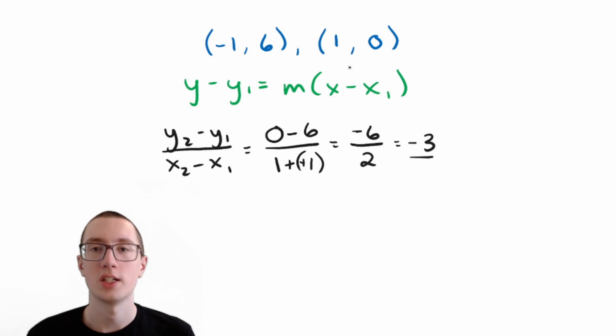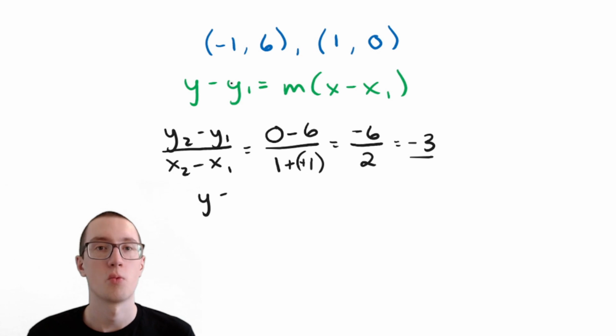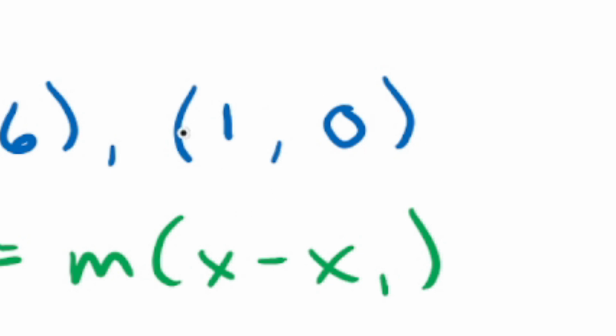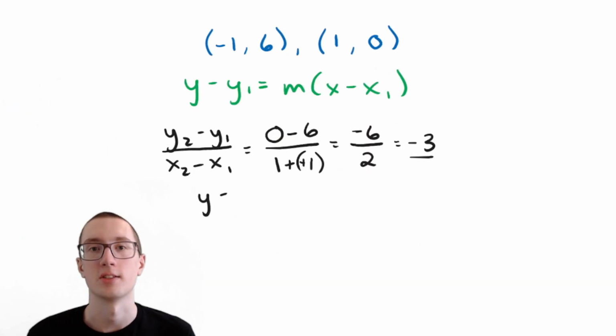So we have everything that we need to do point slope form. So let's go ahead and plug in what we know. Y minus y1 is the y of a point. I'm going to choose this point because there's no negative numbers in it and they're smaller, just makes things easier. So the y of this point is 0. Now m is -3. That's what we just figured out.